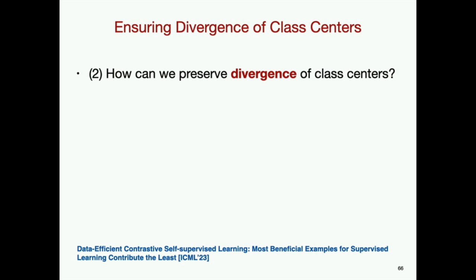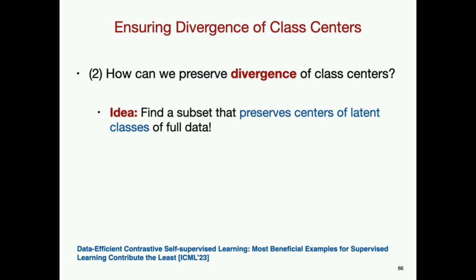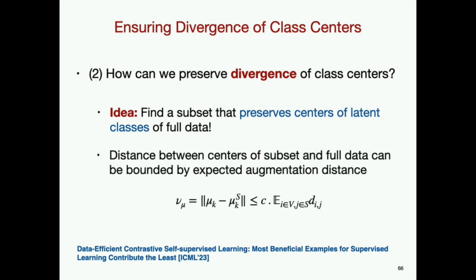Okay, so the next part is, how can we preserve the divergence of class centers? If you remember, this is the separation of the average representations of different latent classes. Here, the idea is very simple. If we can find a subset that preserves the centers of latent classes, in that the centers of latent classes in the subset are very close to those of the full data, then we automatically have this, because we could separate the full data class centers.